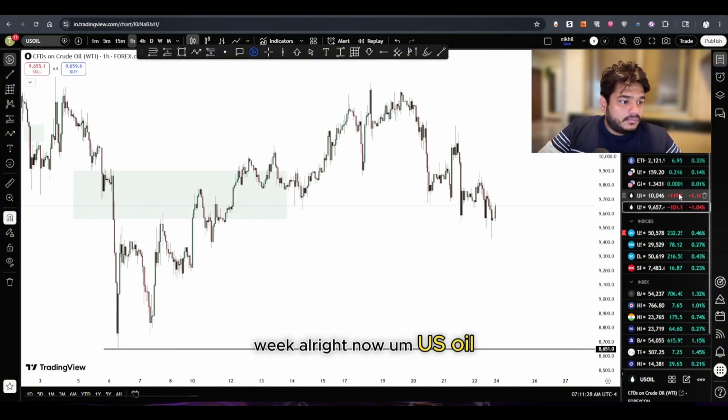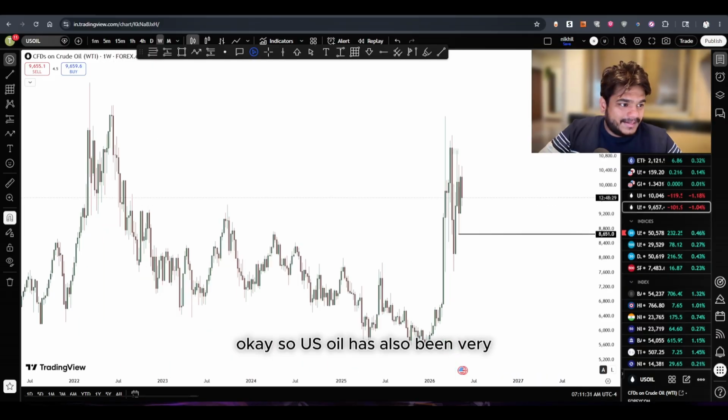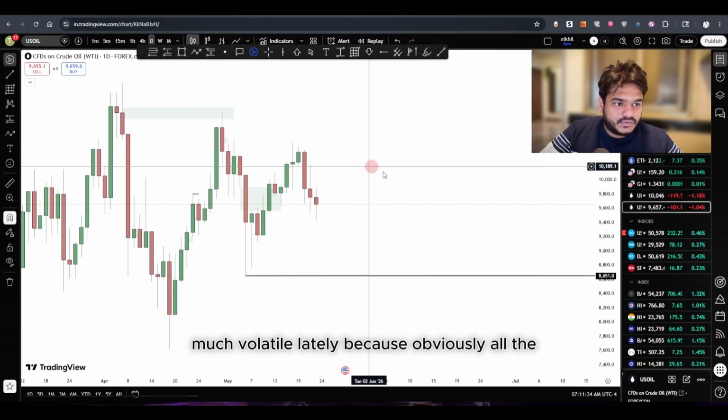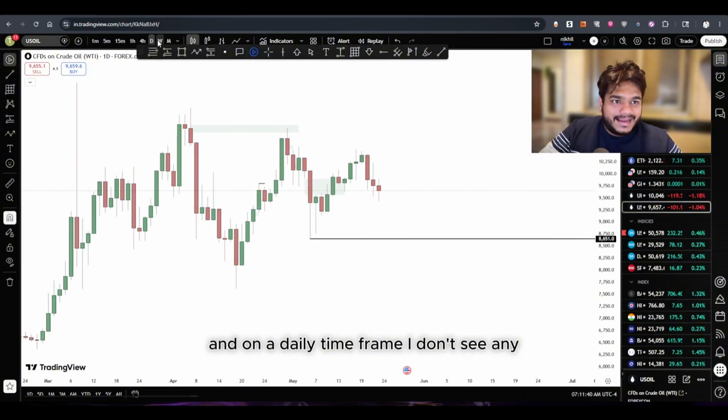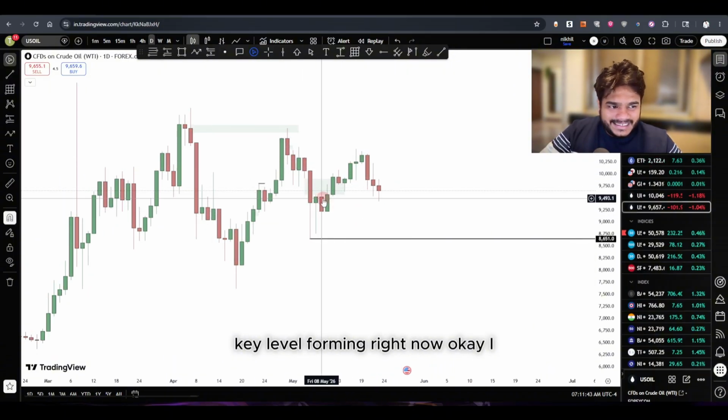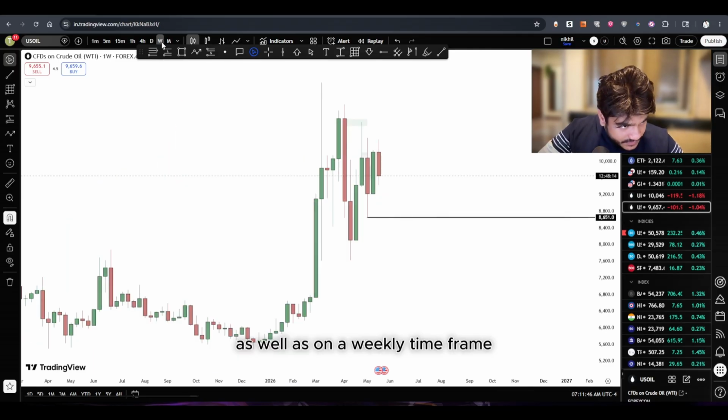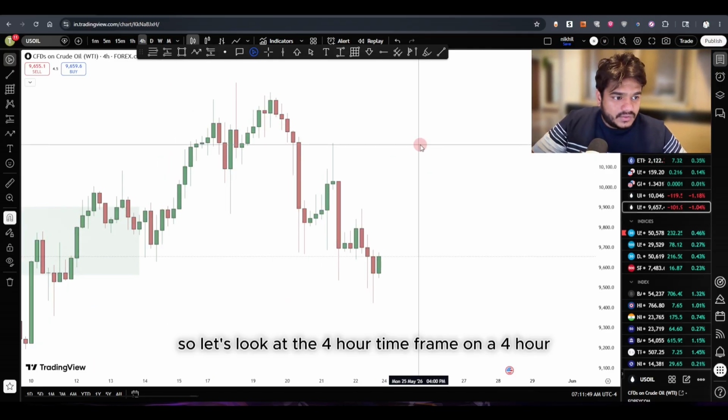All right, now US oil. US oil has also been very volatile lately because of obviously all the wars going on right now. On a daily time frame, I don't see any key level forming right now, as well as on a weekly time frame. So let's look at the 4 hour time frame.